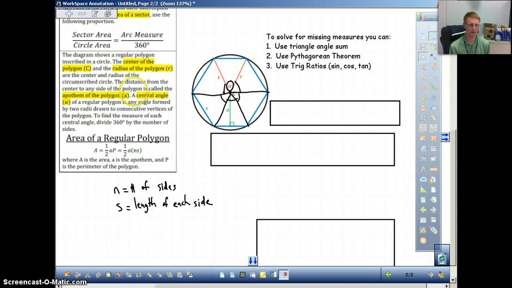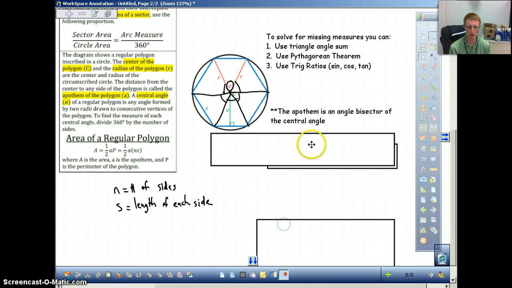Obviously we need the apothem and the length of a side. But if you're missing any of these things, these are the 3 things most likely to use to find them. You can use the triangle angle sum if you're missing an angle. If you want to find a missing side, you could use the Pythagorean theorem. And you also might be using trig ratios based on what our angles are. Those 3 things can be used to find any of our missing items that we need for this formula.